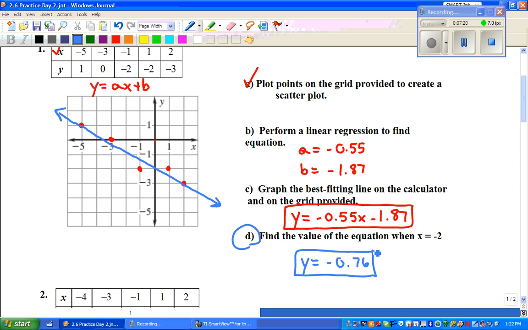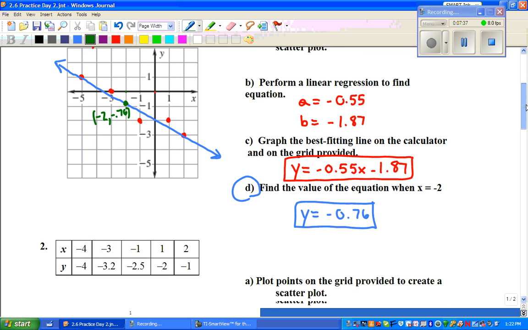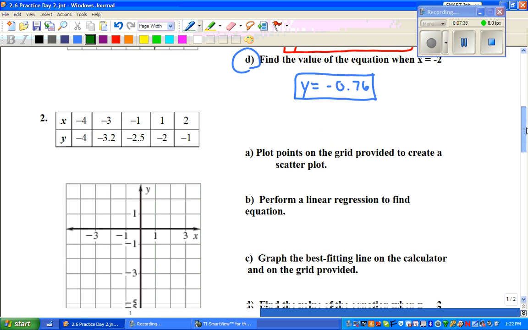And if you check your graph, it wanted to know x negative 2 and y, so this is my point right here. I got negative 2 comma negative 0.76. All right, and that right there, guys, is linear regression using your calculator. Okay, let's try another example.